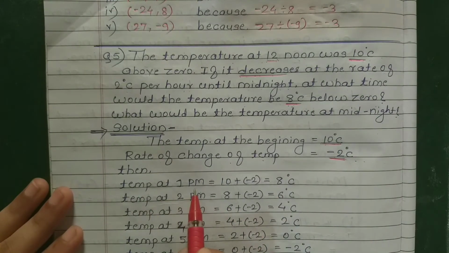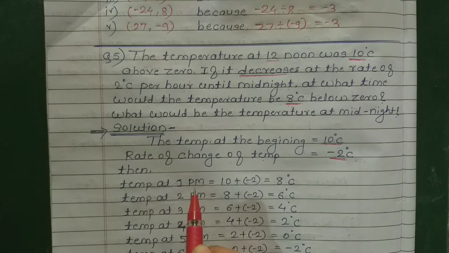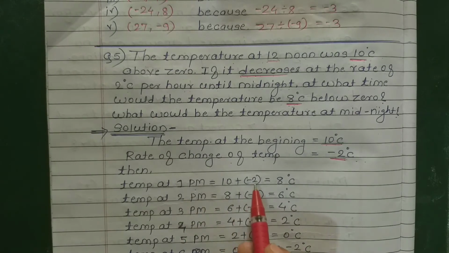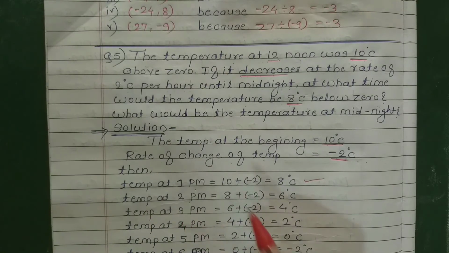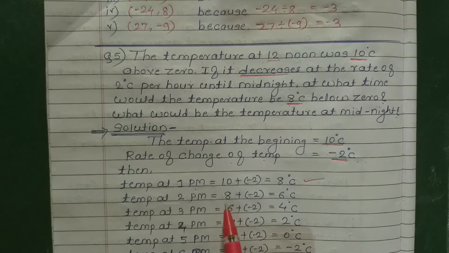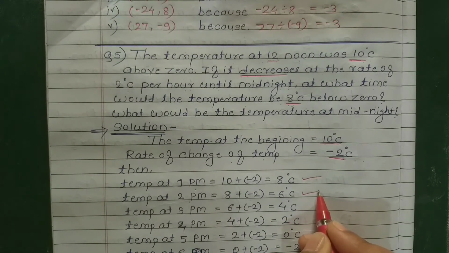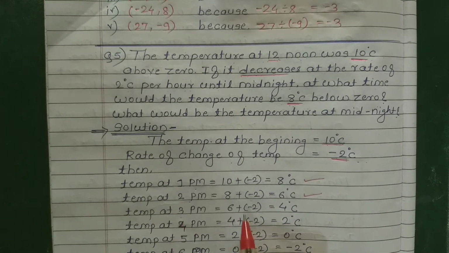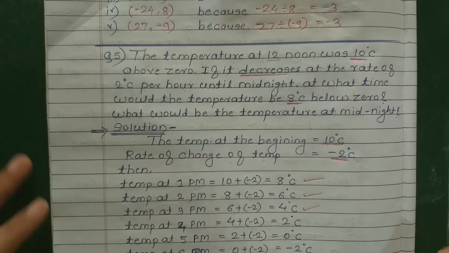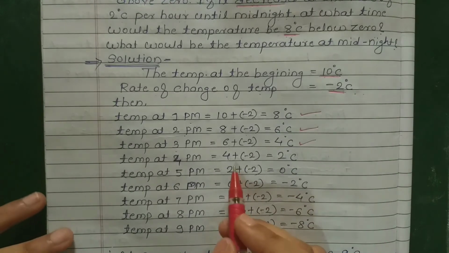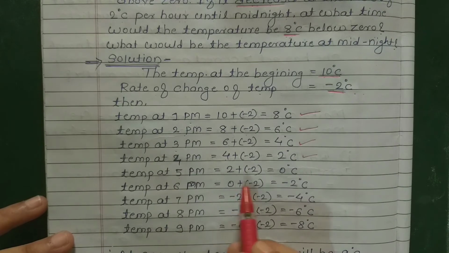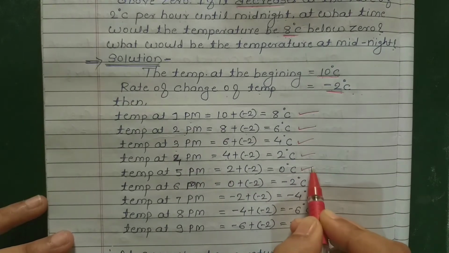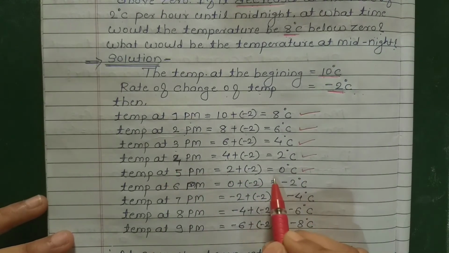Then at 1 p.m. it decreases by 2 degrees Celsius. That means 10 plus negative 2. It will be 8 degrees Celsius. At 2 p.m. it again decreases by 2 degrees Celsius. So 8 minus 2, it will be 6 degrees Celsius. At 3 p.m. it will be 6 plus negative 2, 4 degrees Celsius. At 4 p.m. it will be 4 plus negative 2, 2 degrees Celsius. At 5 p.m. 2 plus negative 2, 0 degrees Celsius. At 5 p.m. the temperature is 0.